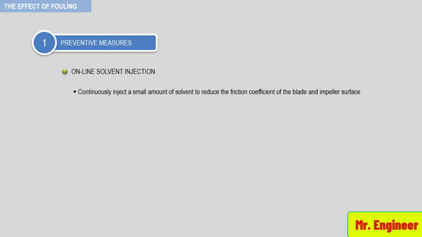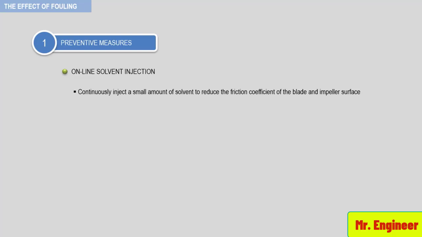The object of solvent injection is often misunderstood. The idea here is to prevent foulant accumulation, not clean the impeller or blade online. Non-continuous solvent injection will allow the impeller or blade surface to dry and thus will promote fouling.